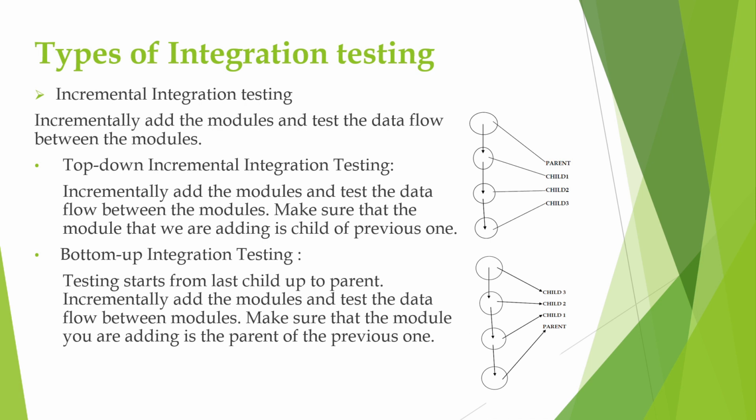You can observe in the diagram here, first we have done testing between child 3 and child 2. Then after that we have added child 1. Then after that we have added the parent. This is how bottom-up integration testing works.